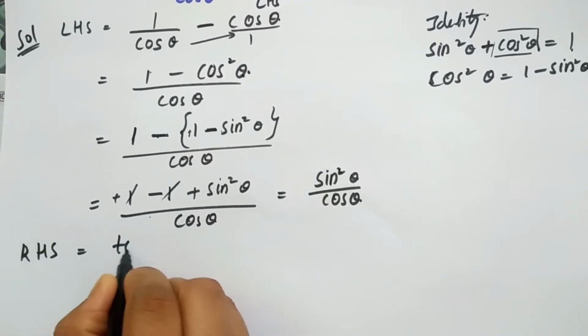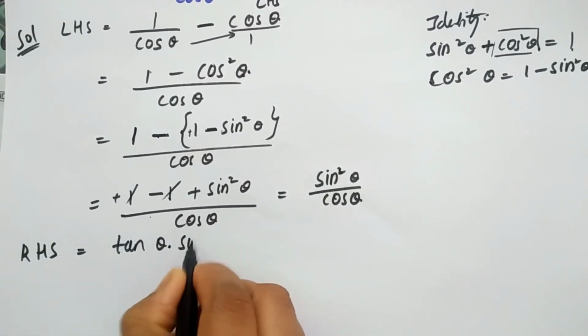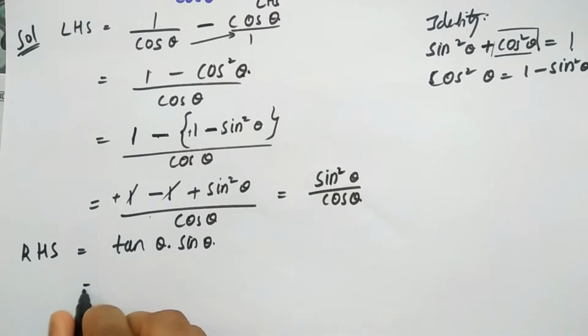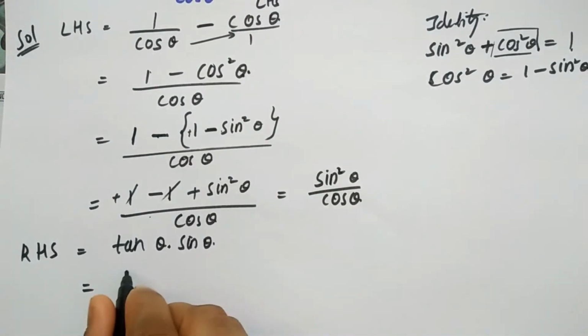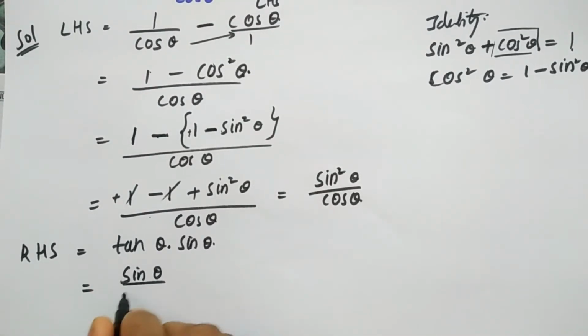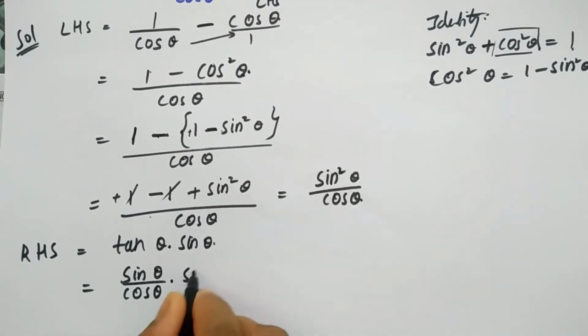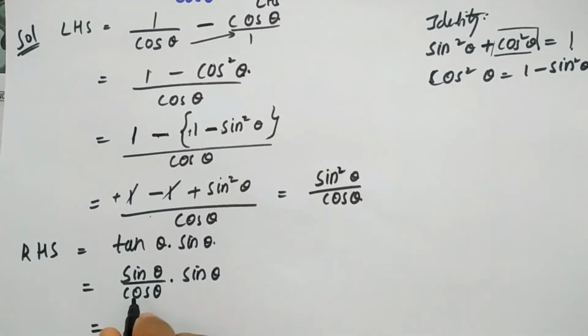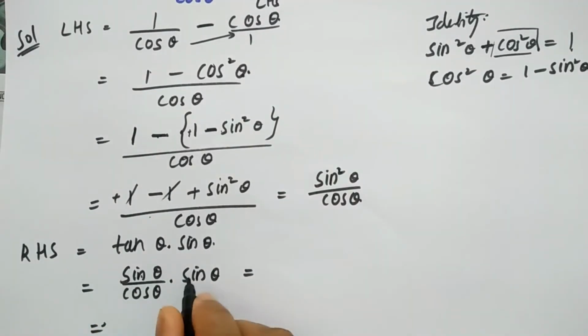RHS is equal to tan theta into sine theta. We'll try to simplify this. What is tan? It is sine theta divided by cos theta, into sine theta, right? So at the end, what is it? Sine theta into sine theta.